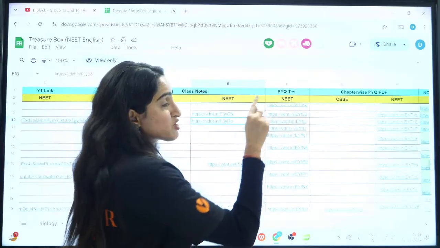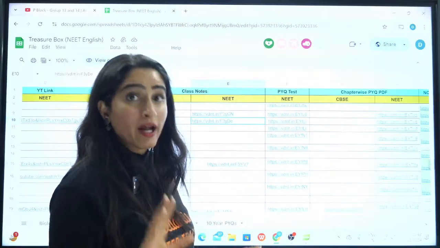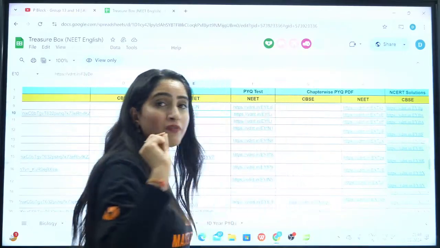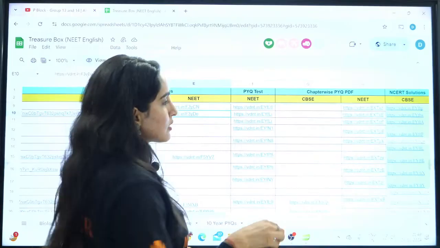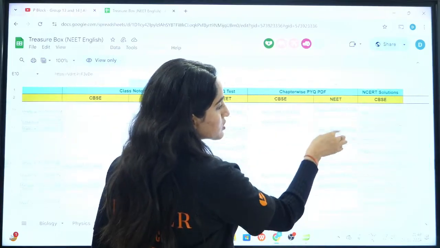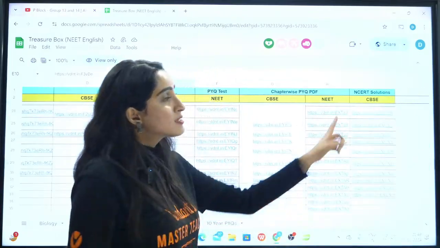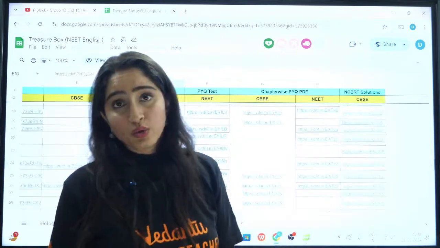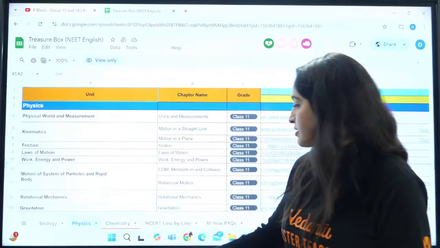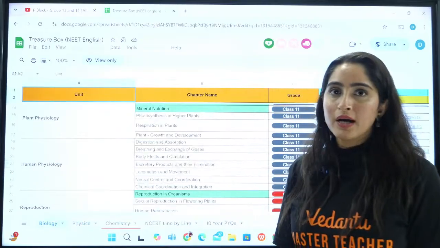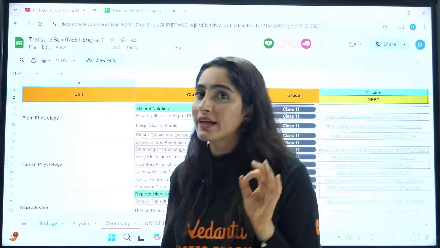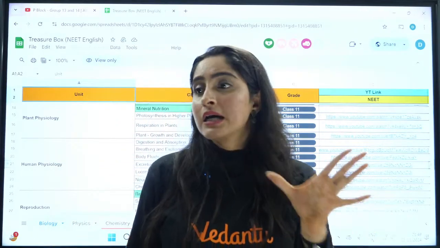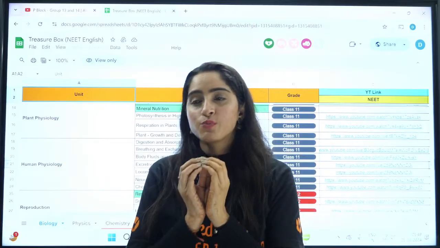Then you will also give the previous year question test. Out of that, marks will be given to you. Then if you want to do previous year questions from the PDF, chapter wise NEET previous year question PDF is given to you. CBSE NCERT solution is given to you, right? So you can go through that for chemistry, physics, as well as bio. Just click on that, you will get to this portal and download everything here. Start practicing as much as possible.